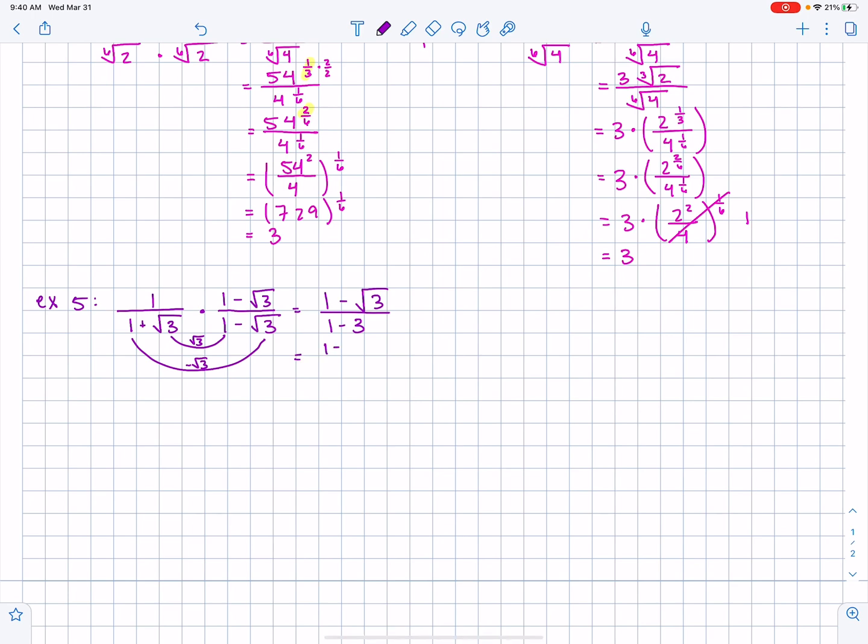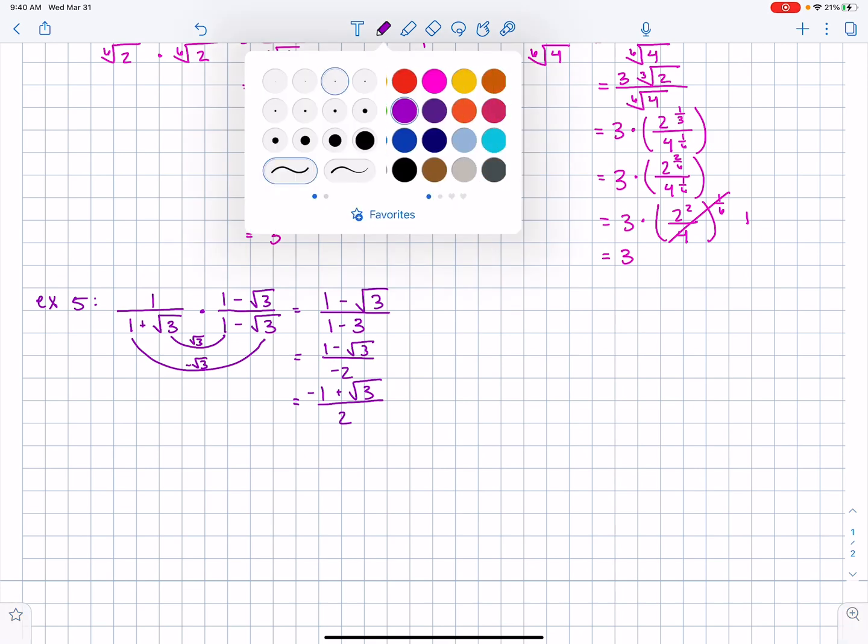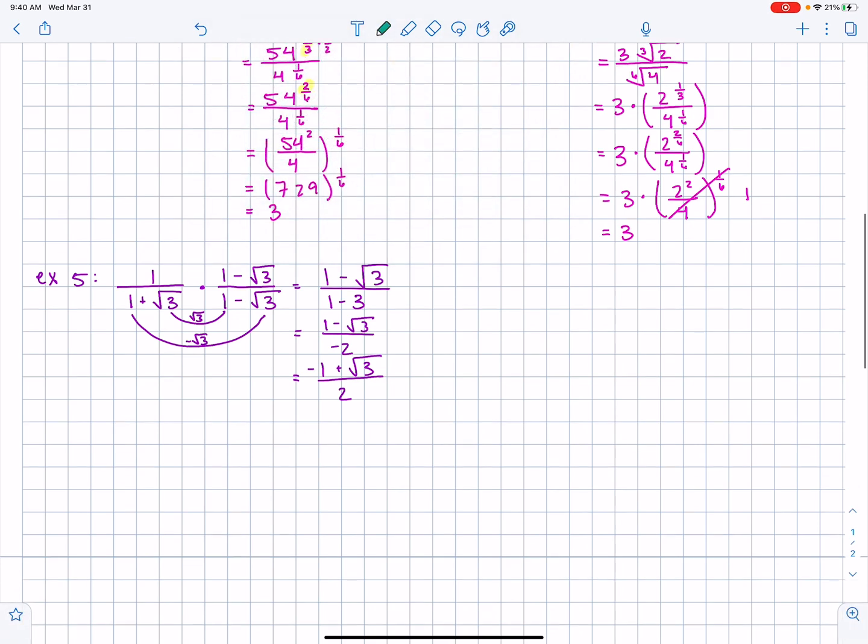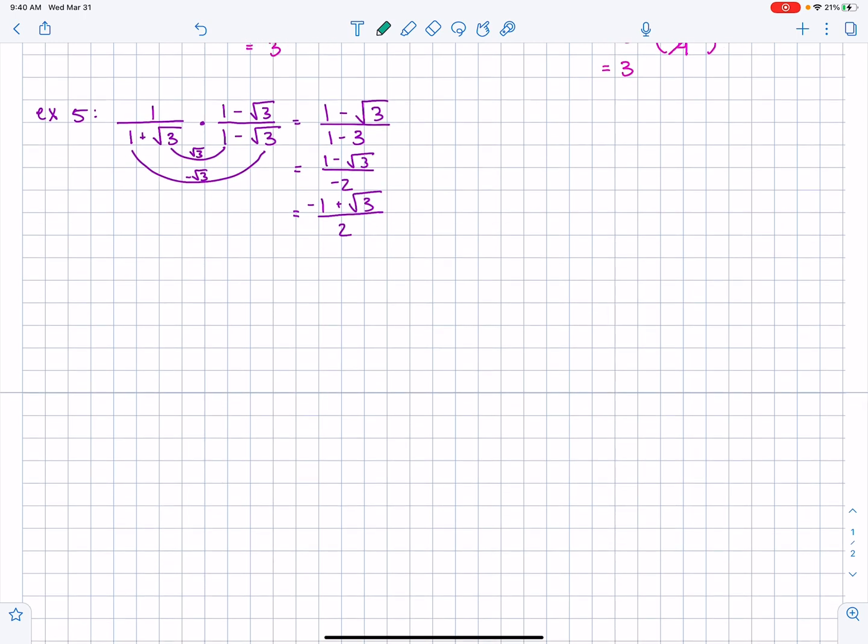So this is 1 minus root 3 over negative 2. I don't like to keep the negative in that denominator, so I'm going to multiply everything by the negative. So negative 1 plus root 3 over a positive 2 to make that denominator positive there. Pull that negative out. All right, let's take one more look at a conjugate. You guys are doing such good work.